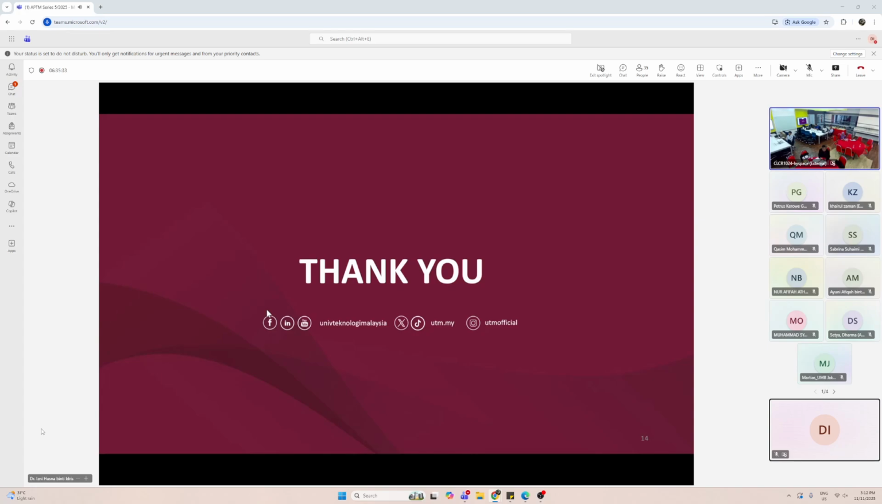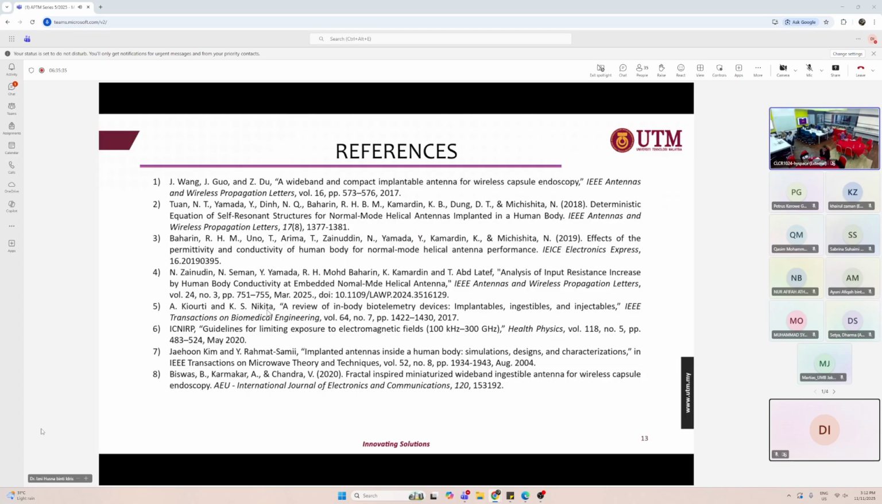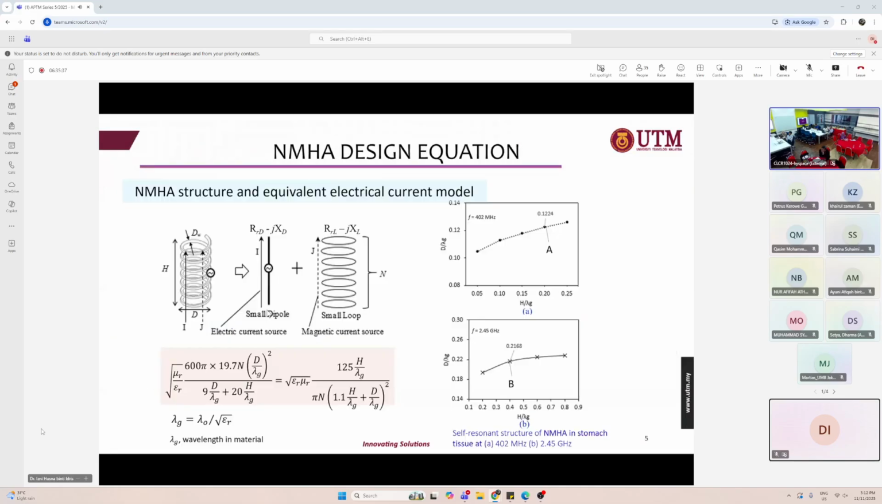Let me show you. We can design many structures of the helical antenna, and at all these points it is resonant at the operating frequency. So we can say that it easily resonates in the body condition. Okay, thank you.